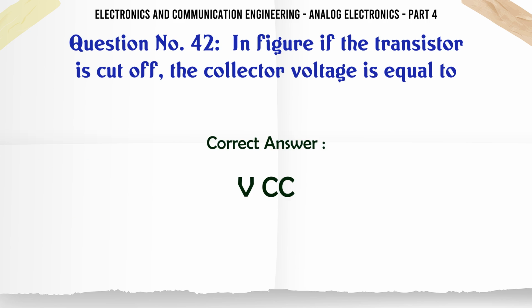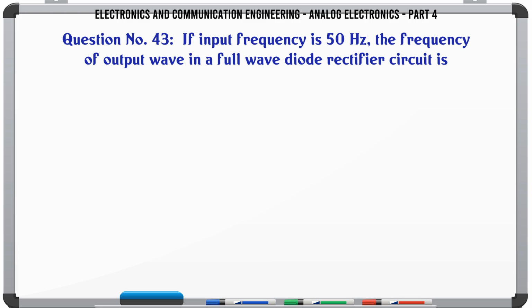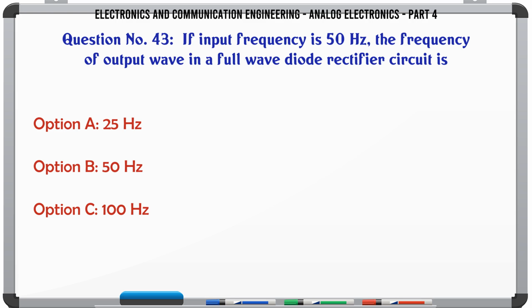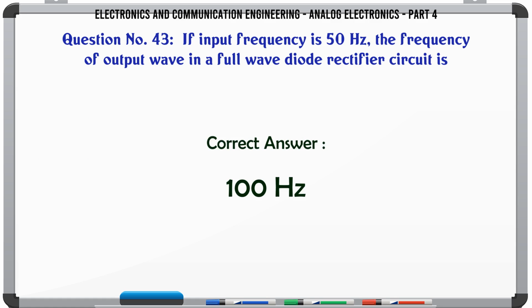VCC. If input frequency is 50 Hz, the frequency of output wave in a full wave diode rectifier circuit is A) 25 Hz, B) 50 Hz, C) 100 Hz, D) 200 Hz. The correct answer is 100 Hz.